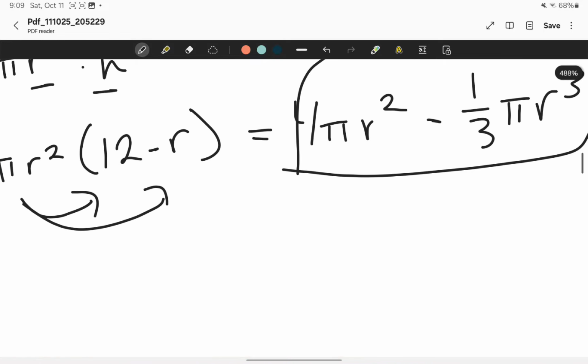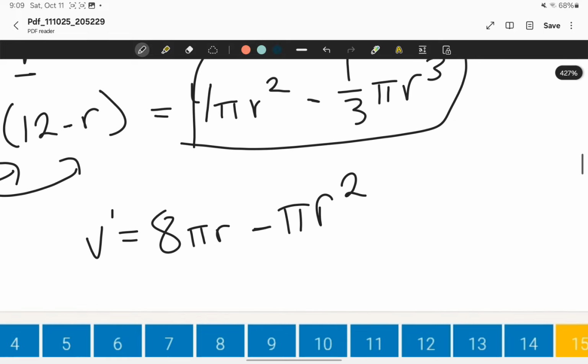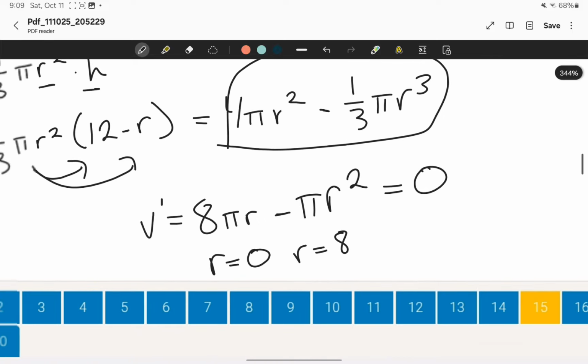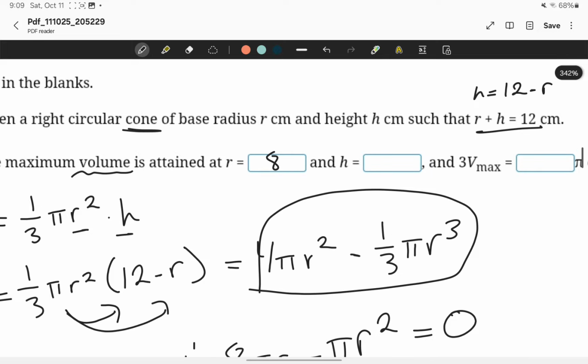We need to derive this. So the volume, we derive it, you get 8 pi r minus pi r squared. So now this is our derived formula. You equate this to 0, put this on the calculator, you get r is equal to 0 and r is equal to 8. So now which one of these do we choose? Well, think about it. It doesn't really make sense if we have a radius of 0, right? There's no shape with a radius of 0, so we're just going to ignore this value and take r as 8.